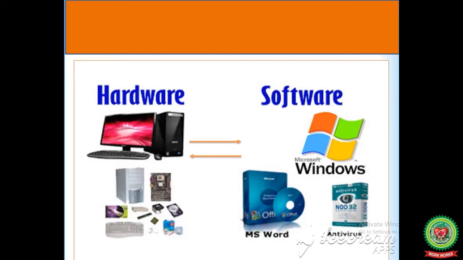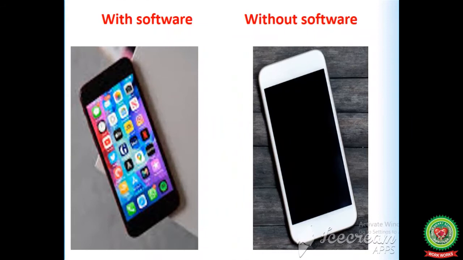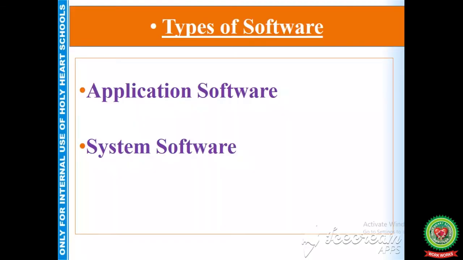Let's take an example of mobile. Mobile phone is hardware and all the applications which it possesses are software. Without the applications, mobile phone is simply a plastic case, and without the hardware, means without the mobile phone, these applications cannot be used. Students, we have two types of software, application software and system software.